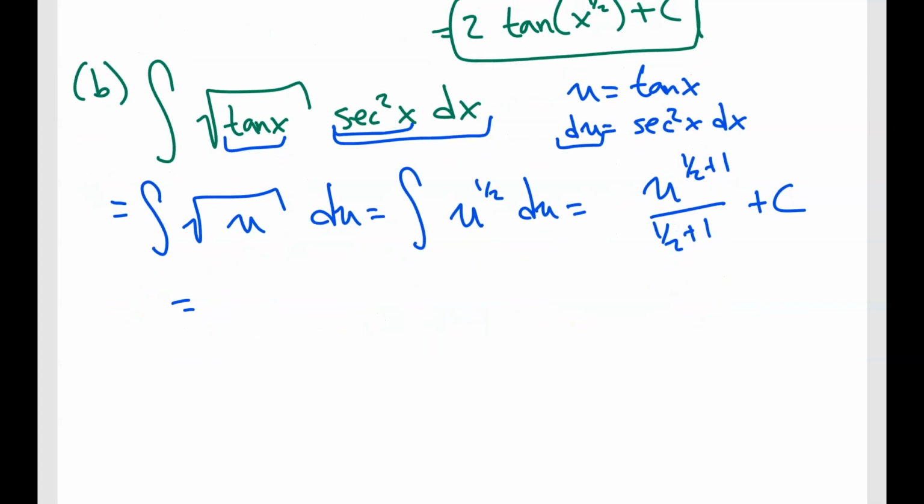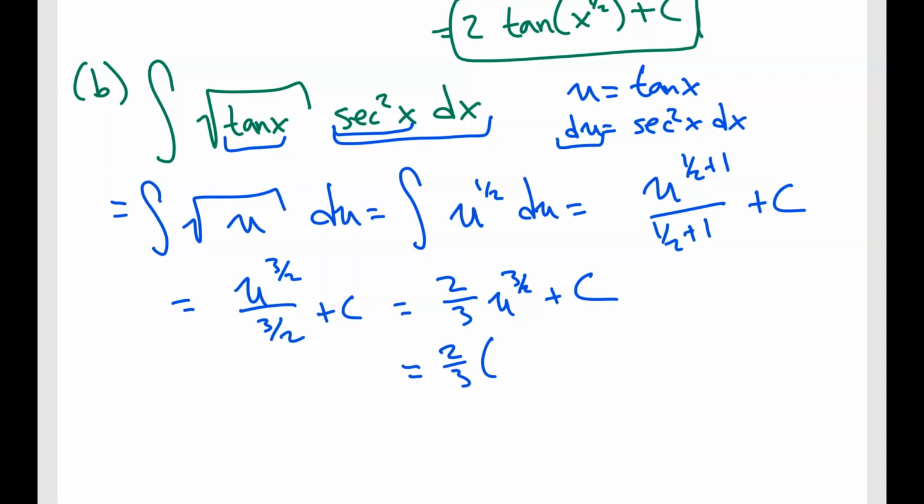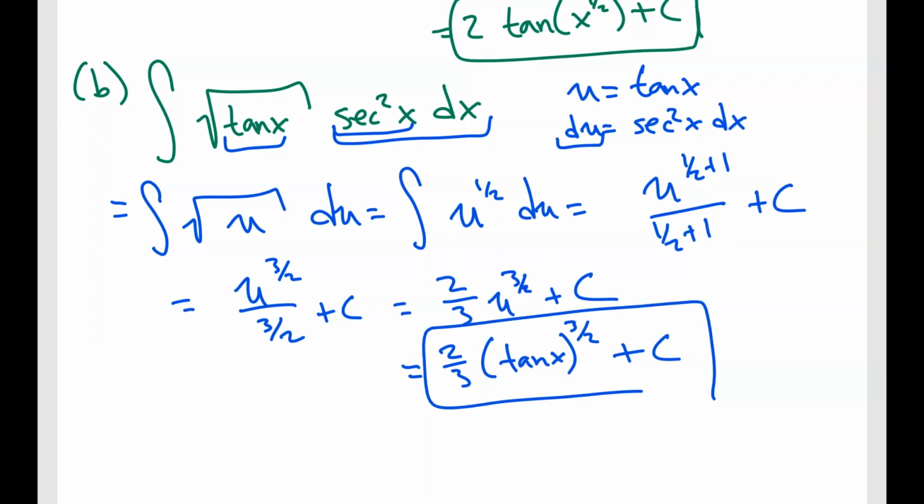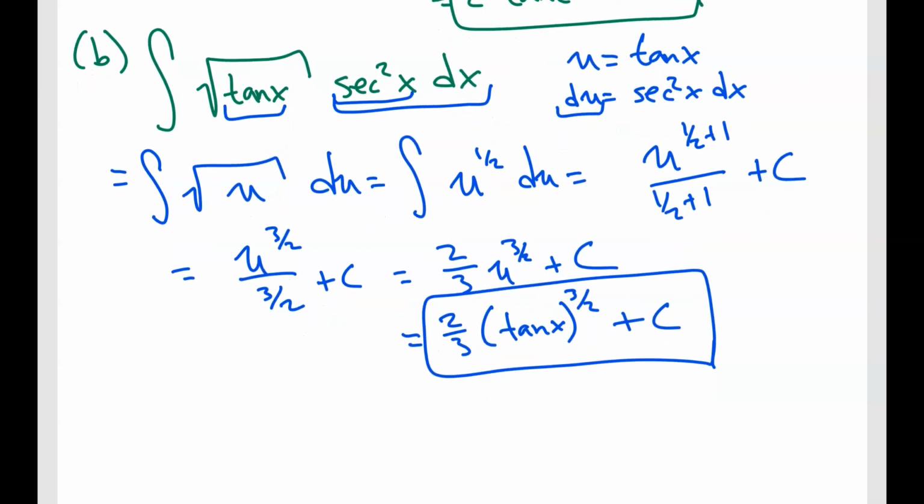Okay, and what I'm going to have, this is going to give me u to the 3 halves divided by 3 halves plus c, which gives me 2/3 u to the 3 halves plus c. Now u initially was tangent, so you're going to have 2/3 tangent of x to the 3 halves plus c. Okay, and that will be your answer.